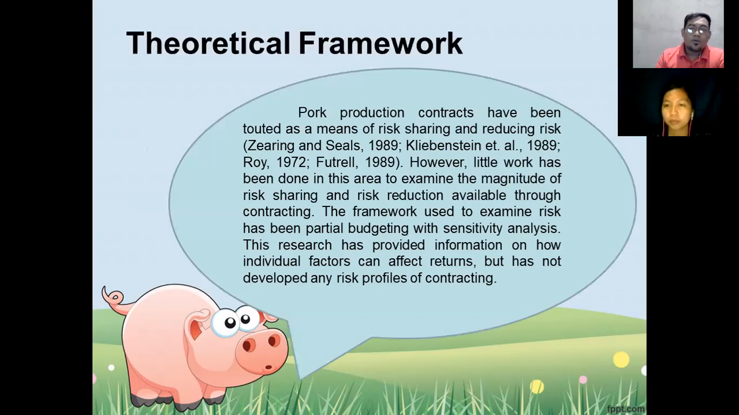The theoretical framework of the study. Now, for pork production, contracts have been touted as a means of risk sharing and reducing risk. This is according to Searing and Seals, 1989, Kleibenstein et al., 1989, and Roy, 1970. However, little work has been done in this area to examine the magnitude of risk sharing and risk reduction available through contracting. The framework used to examine risk has been partial budgeting.